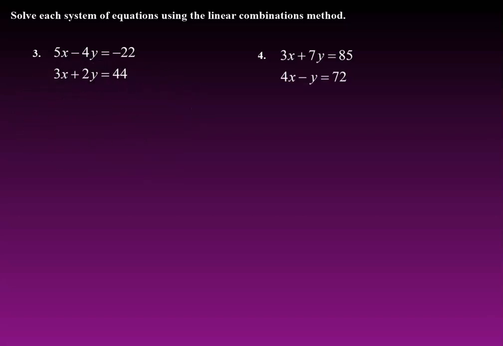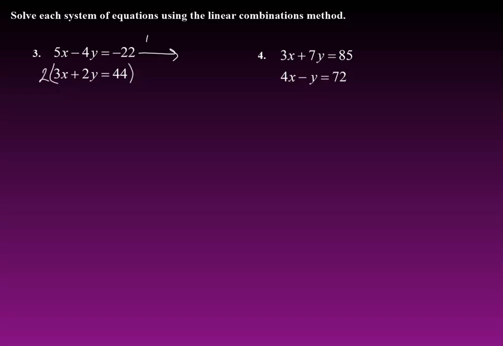So in order for this to work, I need one of the variables to have the same number in front of it, but opposite signs. Well, this is 3 and 5. They're not the same number. And if I look at my y's, we've got negative 4 and 2, not the same number. But I do know that 2 times 2 equals 4, so I could make them the same number by multiplying by 2. So I'm going to take this second equation and multiply it by 2.